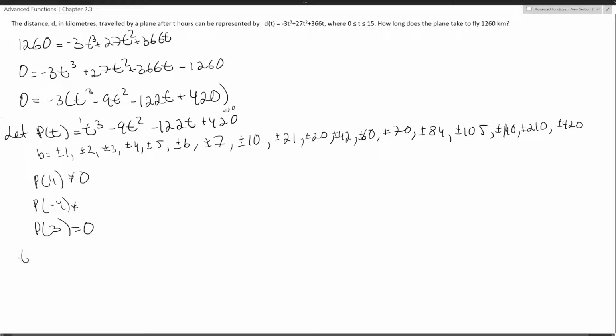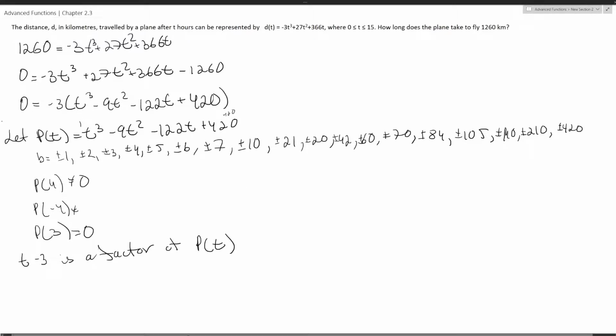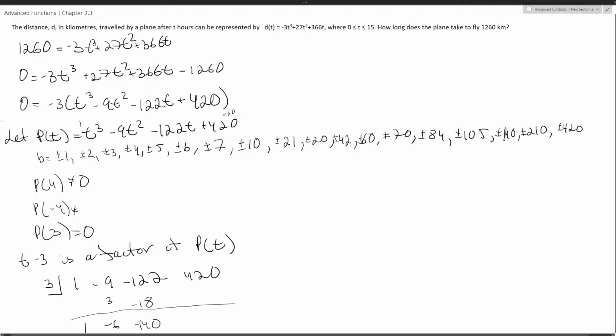So t minus 3 is a factor of p of t. That is great. So if we now divide p of t by t minus 3, since we have t minus 3 as a simple binomial with no a value, we could use synthetic division. So let's do that. 3, and now we write down all the coefficients, 1, negative 9, negative 122, 420, perfect. Our answer line, carried down, 3, negative 6, negative 18, negative 140, this is negative 420, 0.